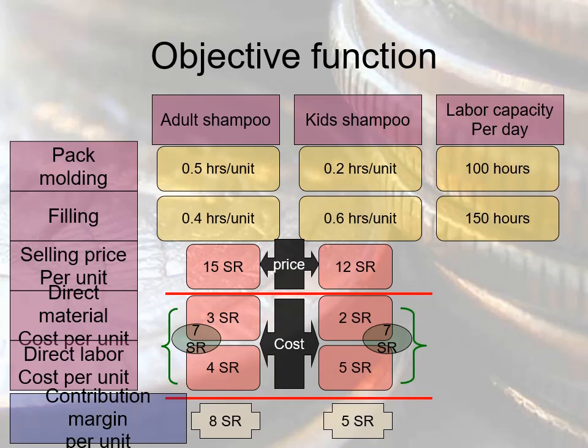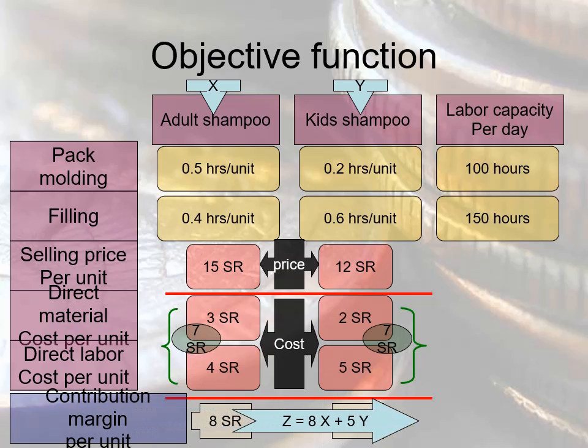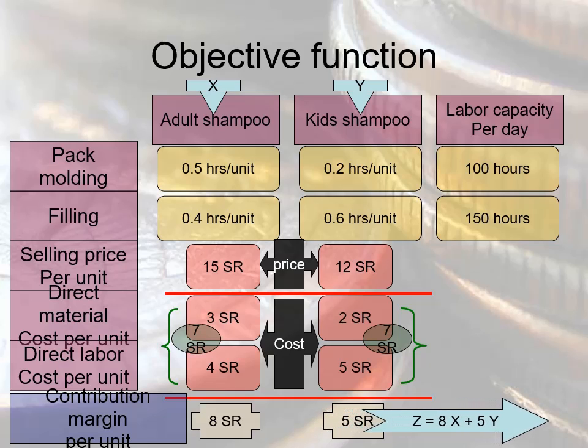We will assign letter X for adult shampoo and the letter Y for kids shampoo to be used in solving the equations. And the objective function, which we call Z, will be Z equal to 8x plus 5y, where 8 is the contribution margin for adult shampoo and X is the number of units needed to be produced from adult shampoo, and 5 is the contribution margin of kids shampoo, and Y is the number of units needed to be produced from kids shampoo.